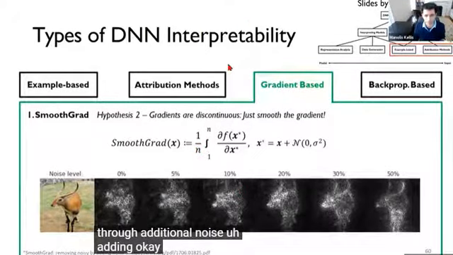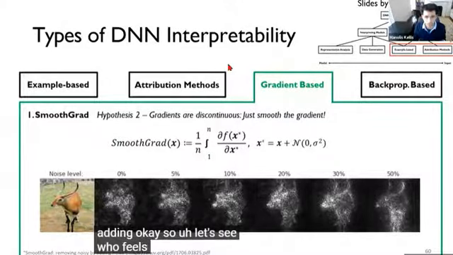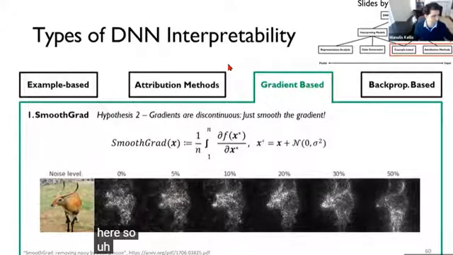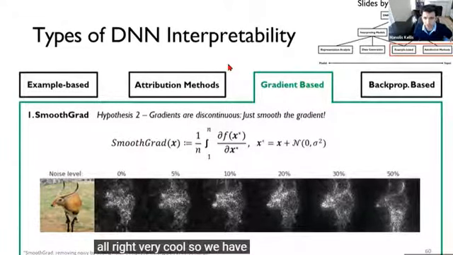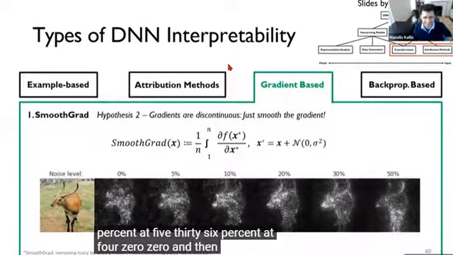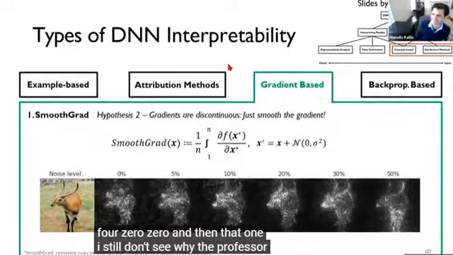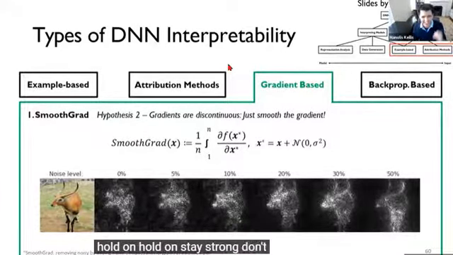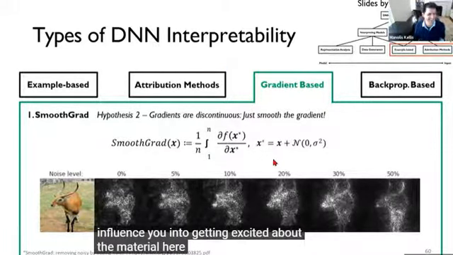Okay, so let's see who feels that they are learning stuff here. So up. All right, very cool. So we have 61% at 5, 36% at 4, 0, 0, and then at 1. I still don't see why the professor is so excited. Hold on, stay strong. Don't let me influence you into getting excited about the material here.